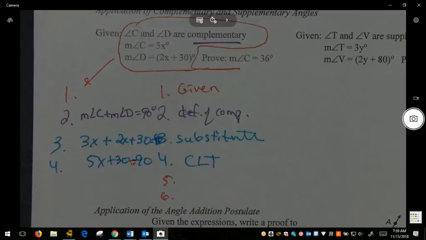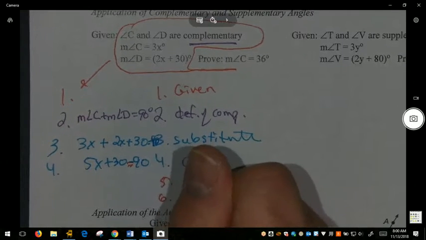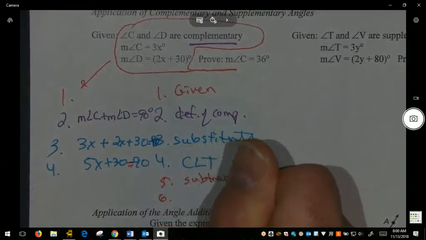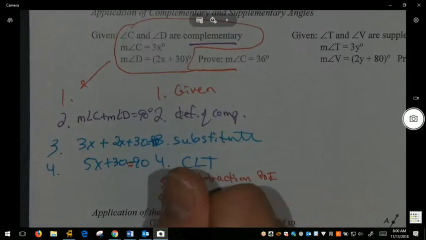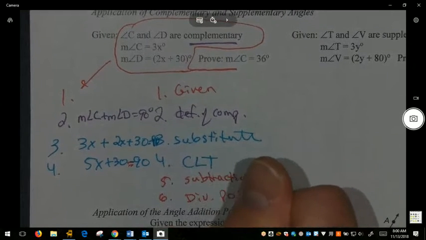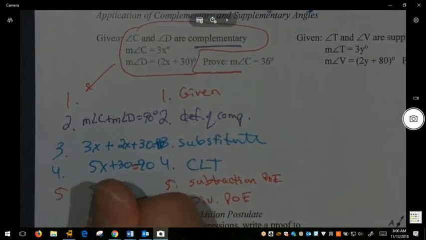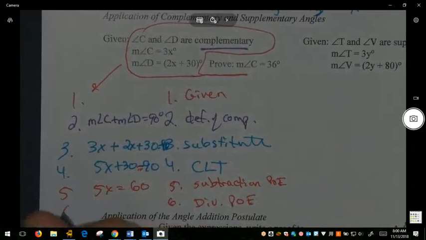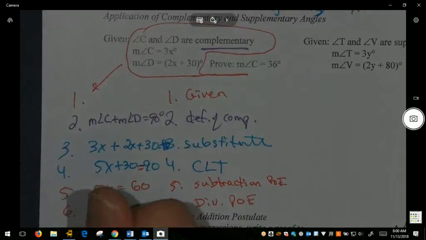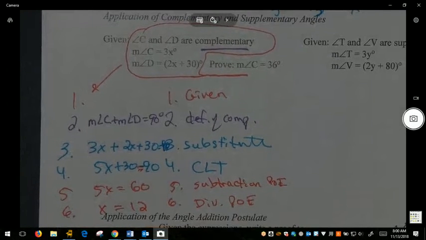This is an algebra proof, so we're pretty familiar with these. Two more things that are going to happen that we're going to justify. Anybody know? Subtraction property of equality and division property of equality. Absolutely. So I'm going to subtract 30 from both sides, giving me 5x equals 60. I'm going to divide by 5, giving me x equals 12.